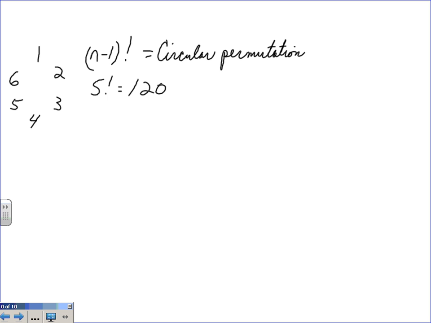And the reason why it's less, see if you can imagine this. If I take this circle and I turn it 1 click to the right, that would be a different arrangement if they were in a line. But if they're in a circle, it's the same order, isn't it? All right? So it'd be a little bit less.